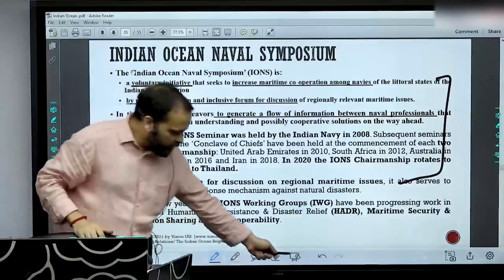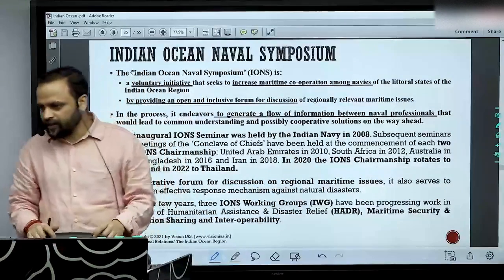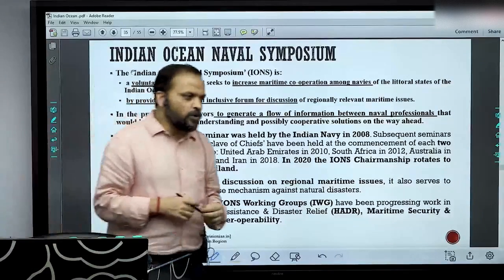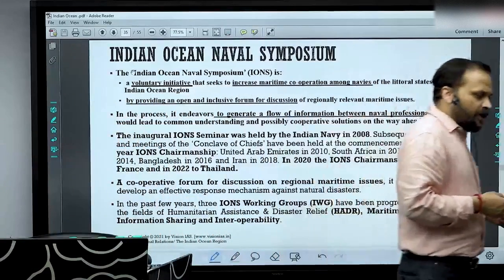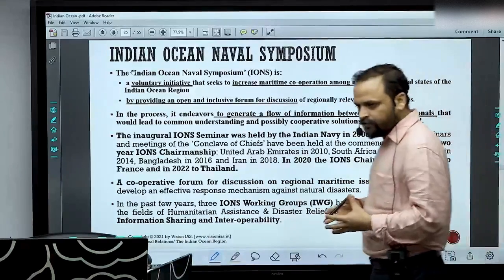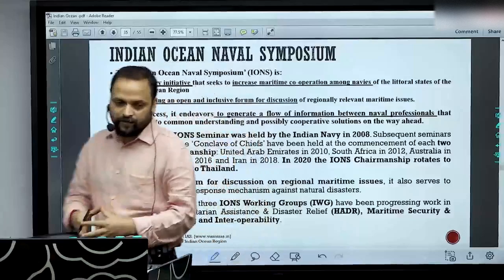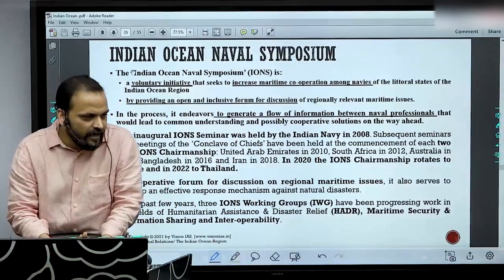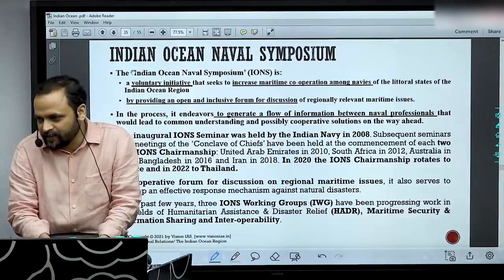Let's move forward. Let's look at IONS. But largely remember, IORA, IONS, we are looking at examples of something. So what is IONS? It is another collective effort of India to promote cooperation, but this is for a specific purpose. This is for naval dialogue. All right, so IONS, Indian Ocean Naval Symposium.